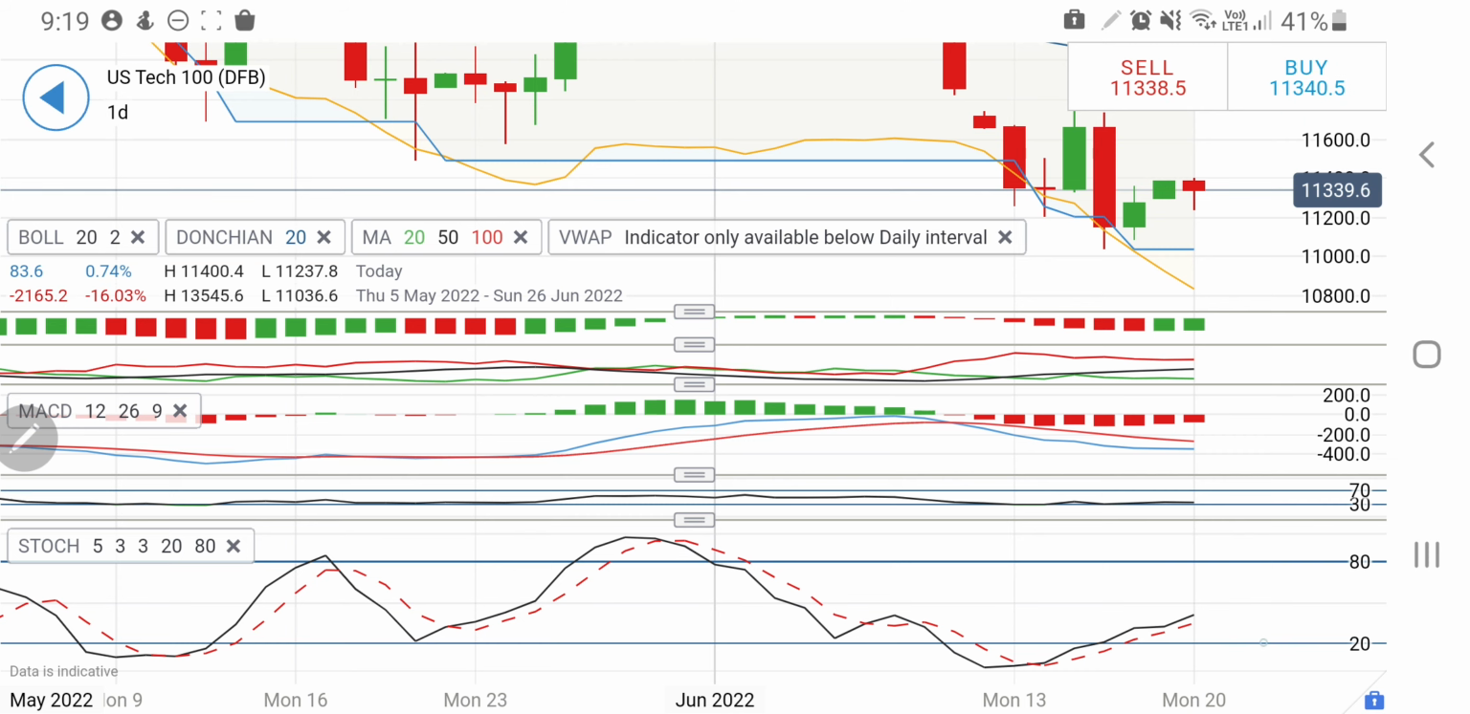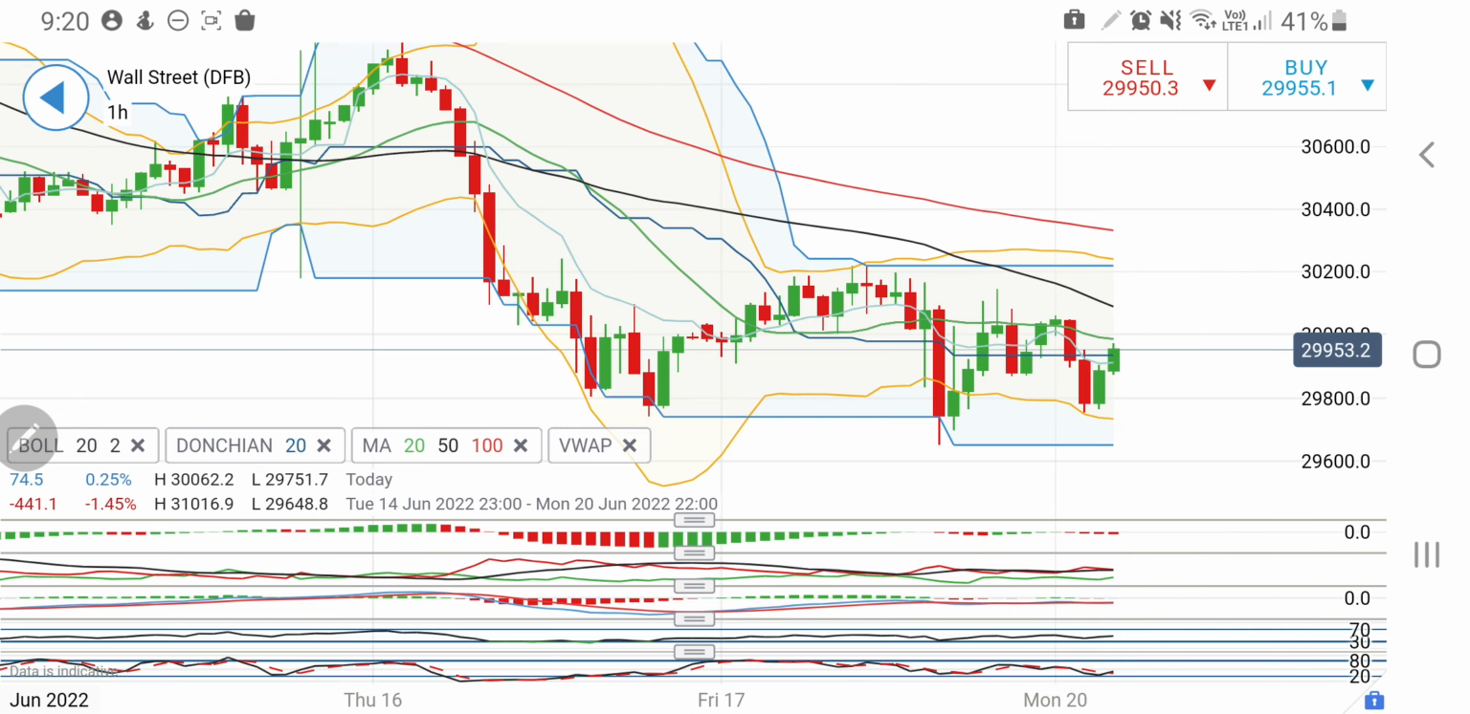Now let's have a look at US30 also. Now look at the hourly charts for US30. Lower highs are consistently seen. Higher lows are also seen. 29,750, a very strong support level it is trying to get, and then 30,050.